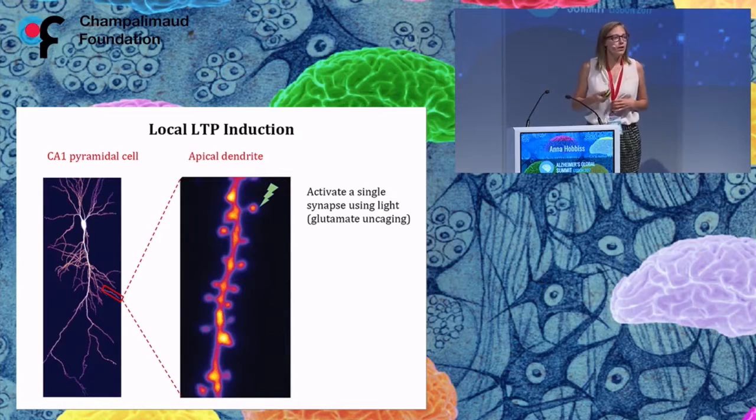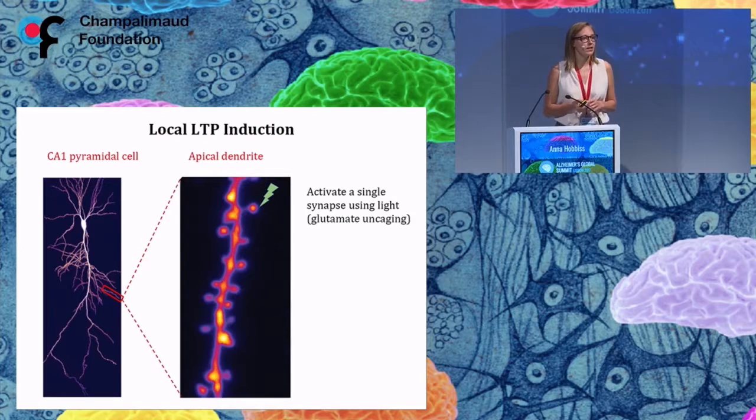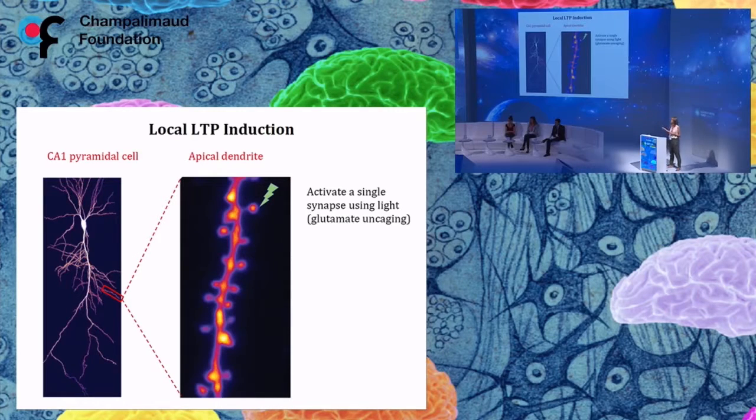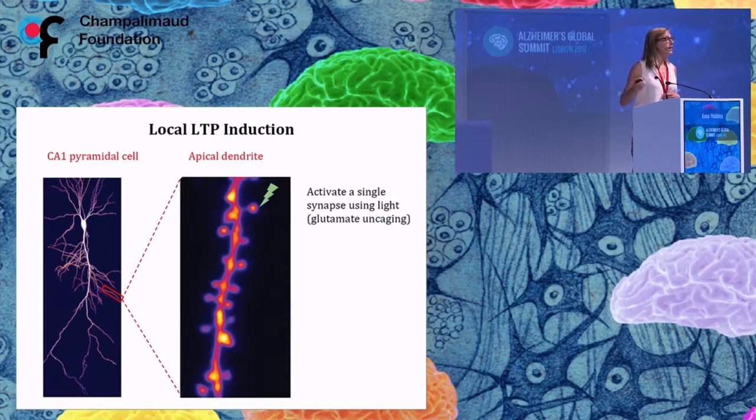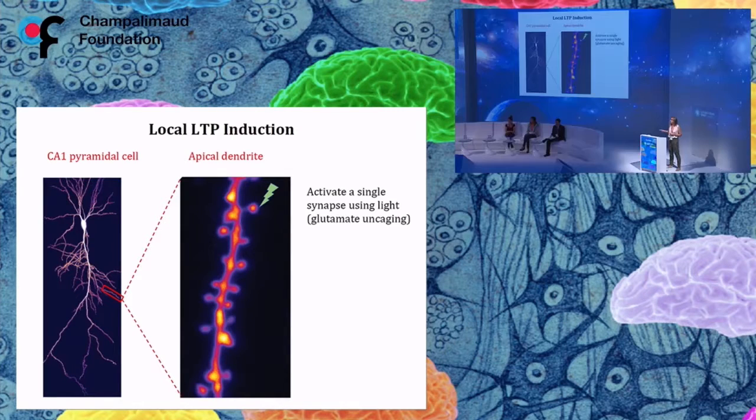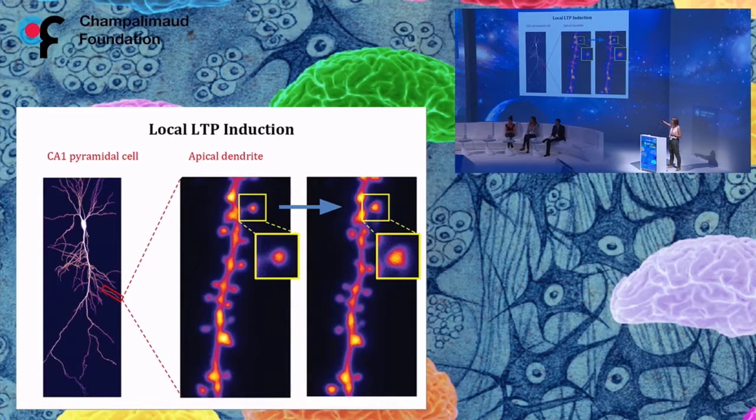So now, having defined what is the basis of structural changes in homeostatic plasticity, we decided to look at how does this interact with LTP. To introduce LTP, which, as I told you before, is a local mechanism as opposed to global homeostasis, we use this technique called glutamate uncaging, whereby using a laser light, I can activate individual synapses. So I can induce LTP only at a single spine, leaving the rest unchanged, as you see here.